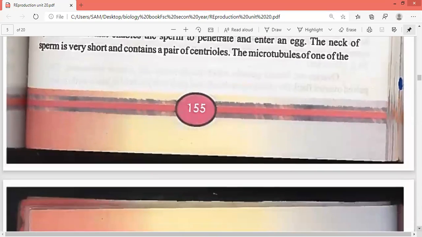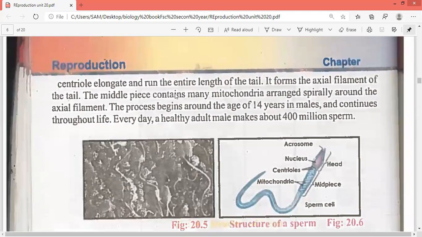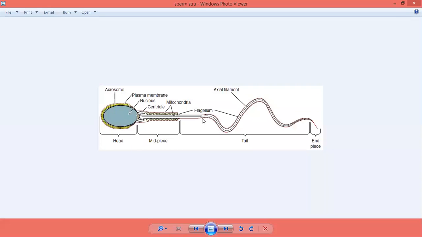The microtubules of one of the centriole elongate and run the entire length of the tail. It forms the axial filament. So ये जो centriole है, एक centriole इसमें elongate हो जाता है और वो axial filament बनाता है. जैसे कि आपने इस डायग्राम में भी देखा कि आपके पास axial filament क्या है.